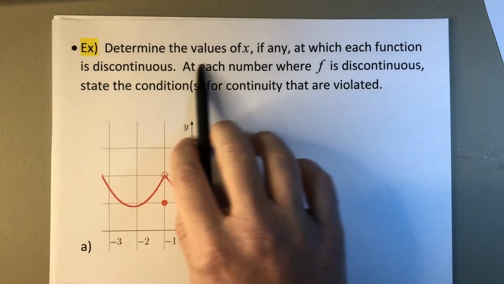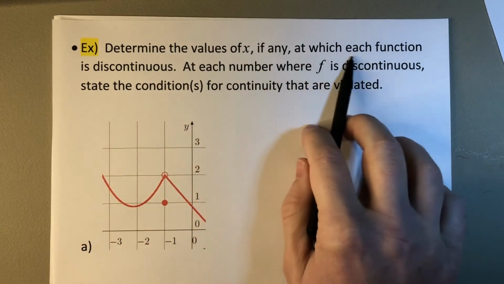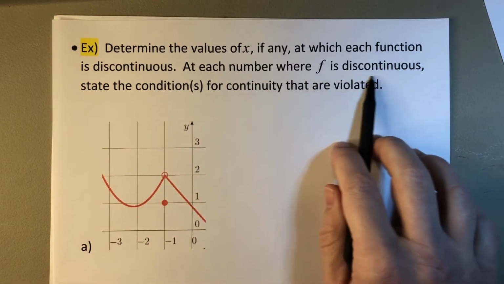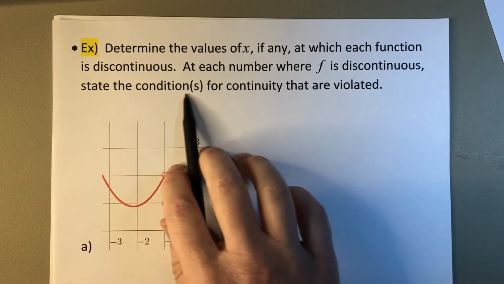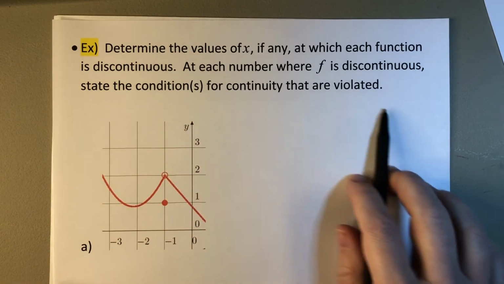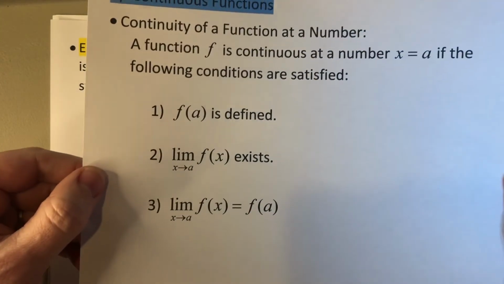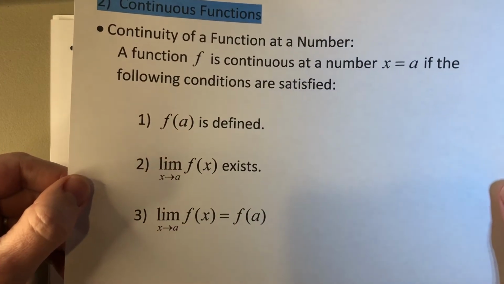So, determine the values of x, if any, at which each function is discontinuous. At each number where f is discontinuous, state the condition or conditions for continuity that are violated. So you have to go back to the definition of continuity. All right, that 3-step definition. All right, those 3 conditions right here. You got to know these. All right, here we go.